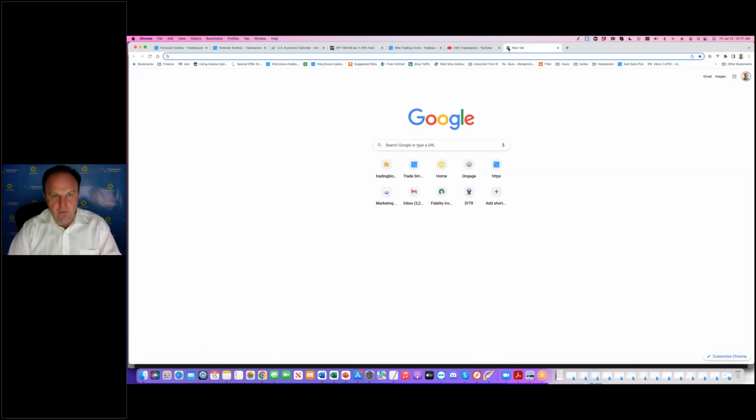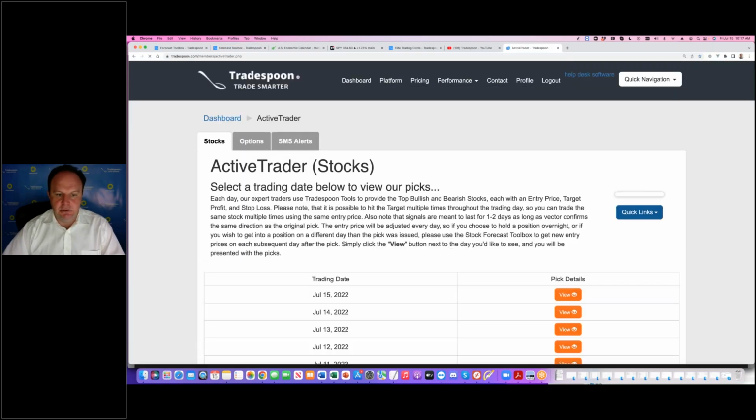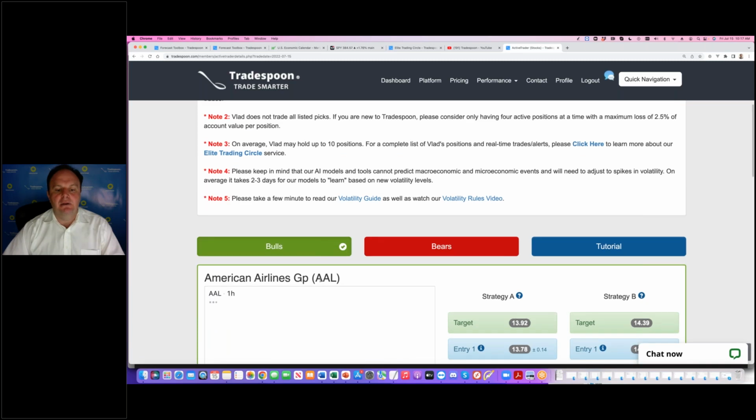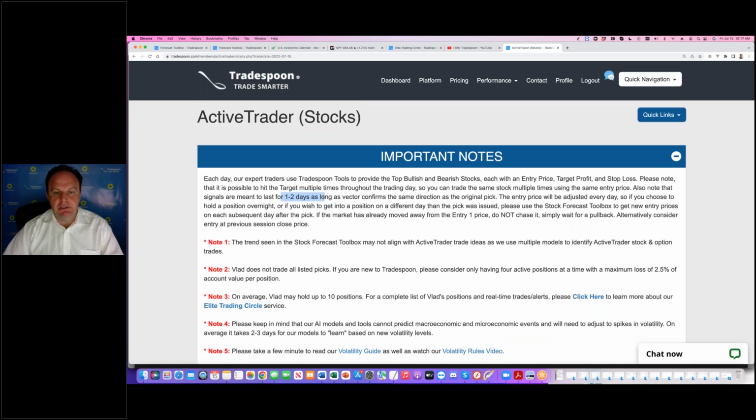favorite question now was Tradespoon, right? ActiveTrader says, let's say American Airline is in uptrend, right? Buy it, right? But the time frame is 1 or 2 days, right? This is a 1 or 2 day prediction, not beyond.